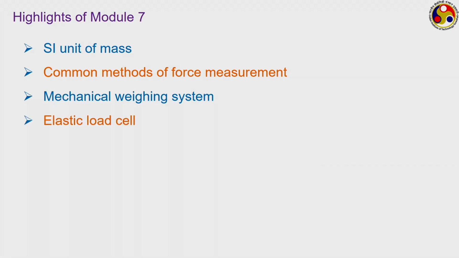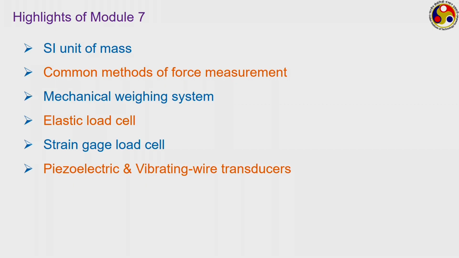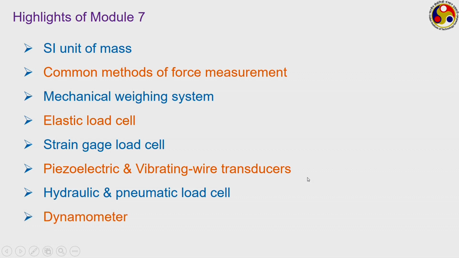Then we have talked about the elastic load cell, proving ring in particular, then the strain gauge load cell we talked about in the previous lecture. Today we talked about the piezoelectric ones, the vibrating wire transducers, pneumatic and hydraulic load cells, and finally we briefly talked about the dynamometer. Four different kinds of dynamometer we have talked about, mostly the absorption type dynamometers like the rope and Prony brake dynamometers, eddy current dynamometers, and the hydraulic dynamometers.